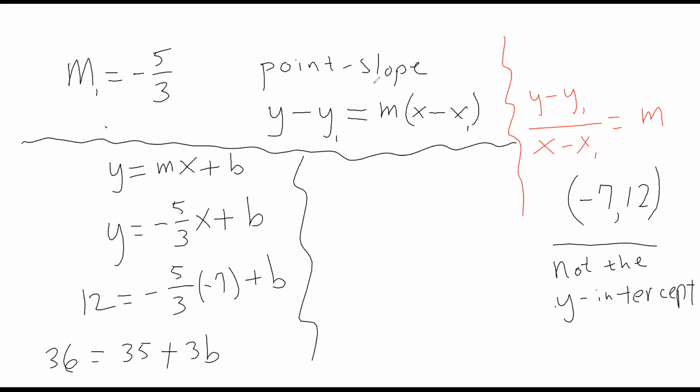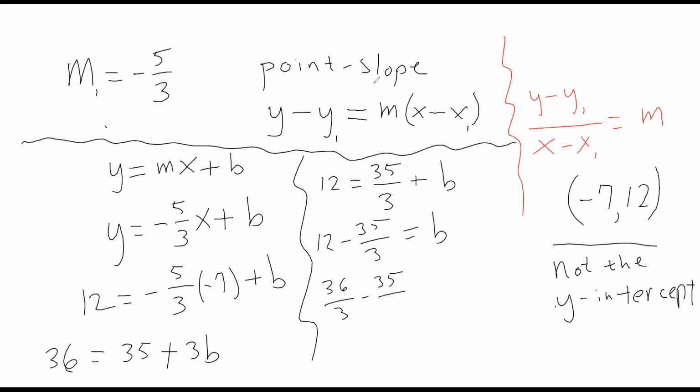Let's go ahead and keep the fractions and look at the math that way. So if we keep the fractions, we've got 12 is equal to negative 5/3 times negative 7, so it would be 35/3 plus b. So 12 minus 35/3 is equal to b. 12 has to be changed to 36/3 for purposes of fraction subtraction. And again, we get what I said before, 1/3.